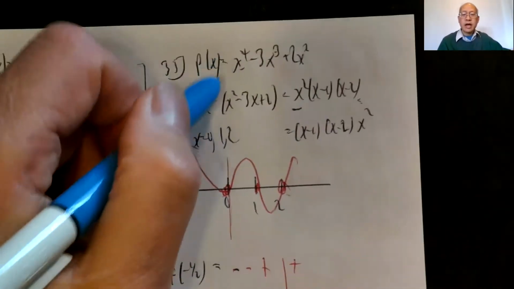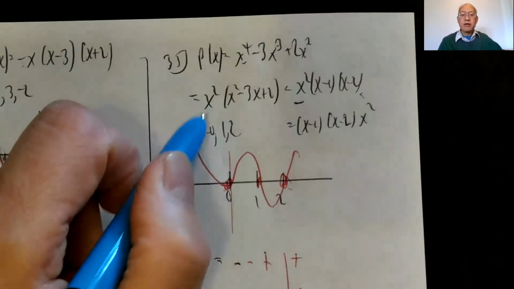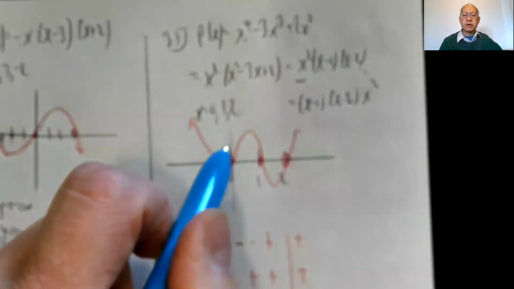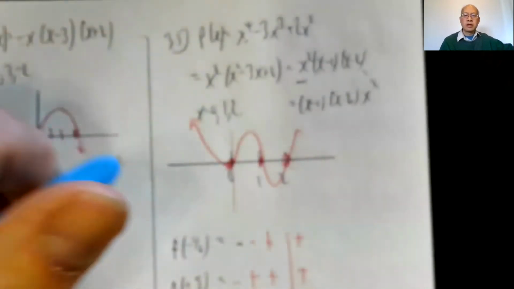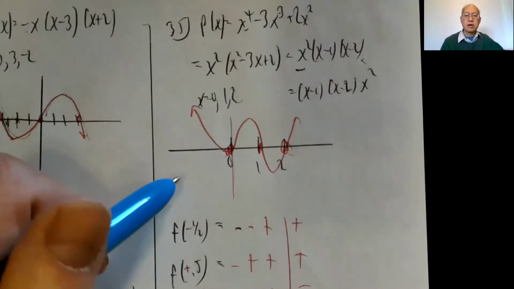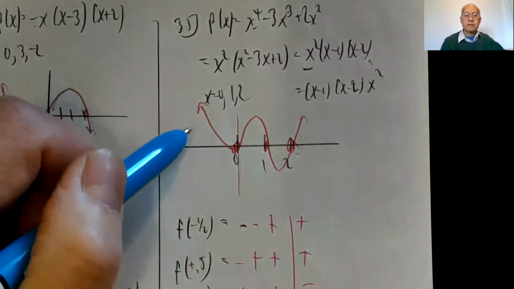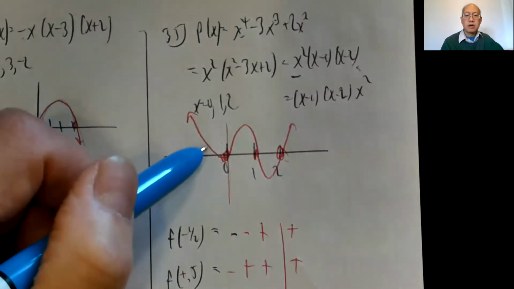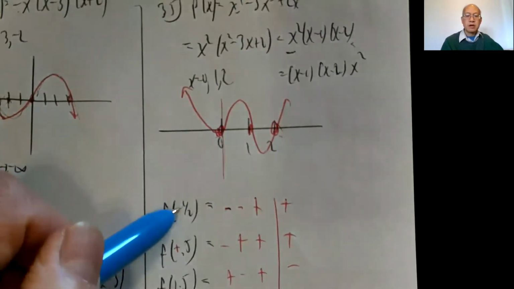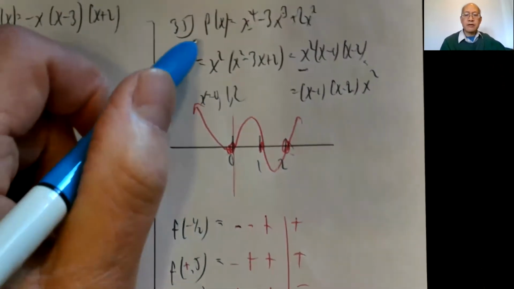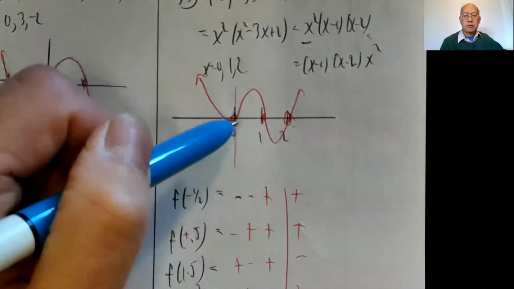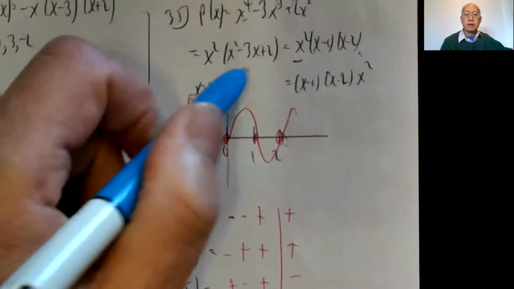Okay, 35. x to the 4th minus 3x cubed plus 2x squared. Factor more, x squared, x minus 1, x minus 2. So the zeros are 0, 1, and 2. Just focus here. Okay, if I plug in a negative large number, negative, negative, positive, so positive. Okay, plug in 0.5, 0.5, negative, positive, positive, so the whole thing is negative.